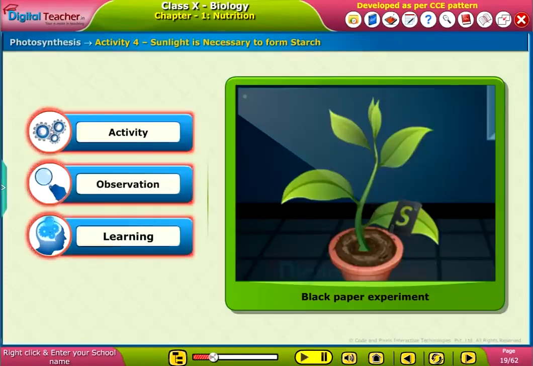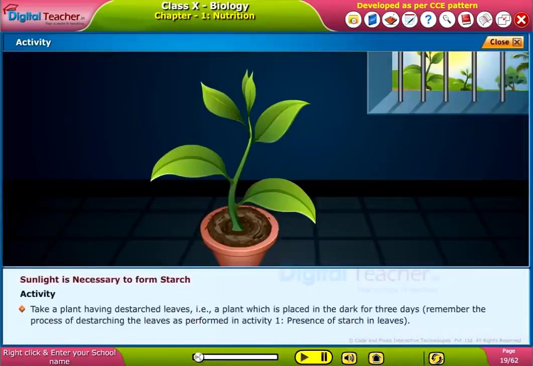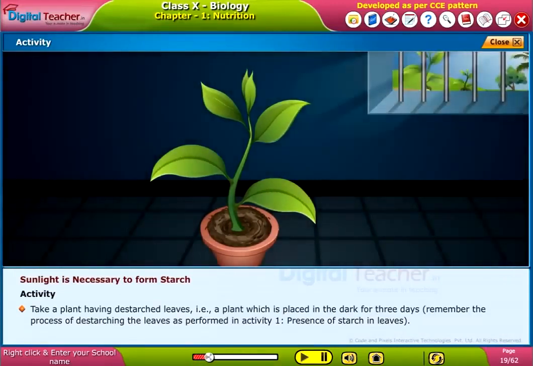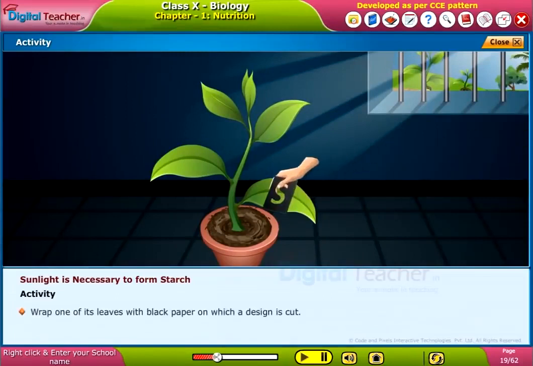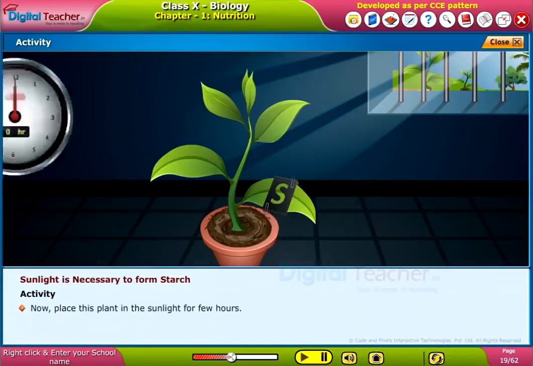Here, let us perform an activity to learn about the need of sunlight in the formation of starch. Click each tab to know more. Take a plant having destarched leaves, that is, a plant which is placed in the dark for 3 days. Remember the process of destarching the leaves as performed in Activity 1, presence of starch in leaves. Wrap one of its leaves with black paper on which a design is cut. Fix the black paper on the leaf with the help of clips such that light does not enter the dark part. Now, place this plant in the sunlight for a few hours.